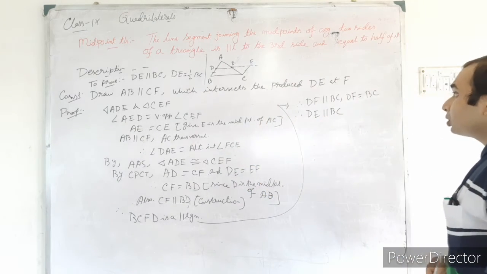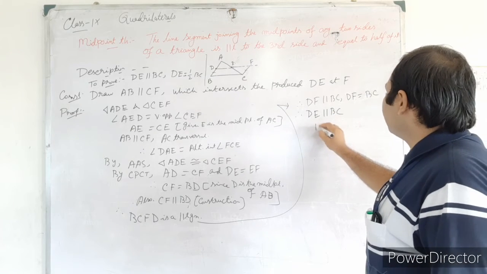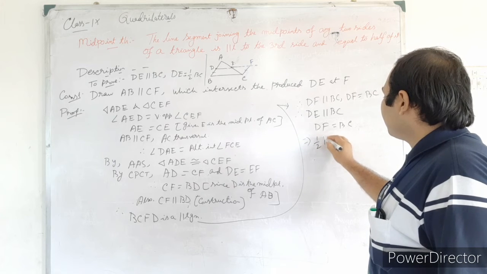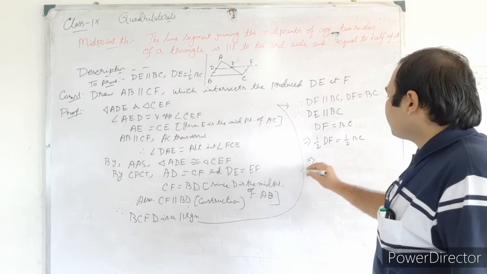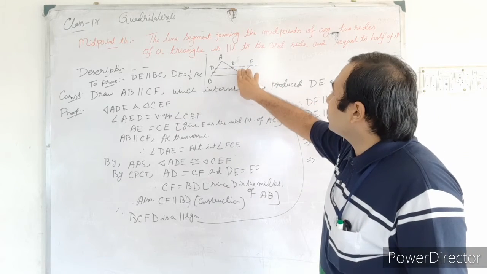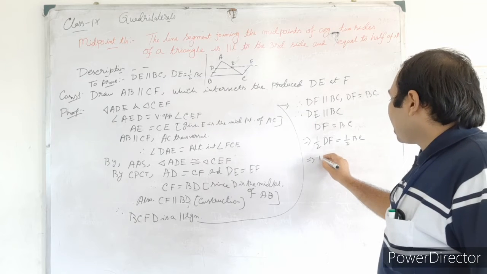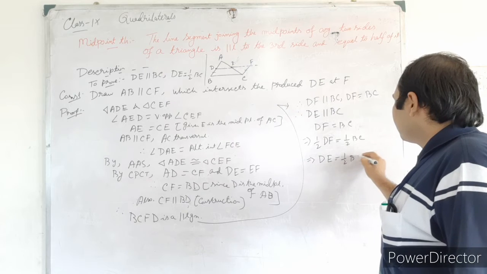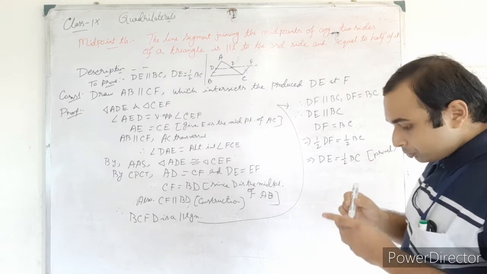Okay, so now just see. DF is equal to BC. So from here half of DF is equal to half of BC. Now DE is equal to EF, so obviously DE is half of DF. So half of DF is equal to DE, which is equal to half of BC. So finally we have proved this.